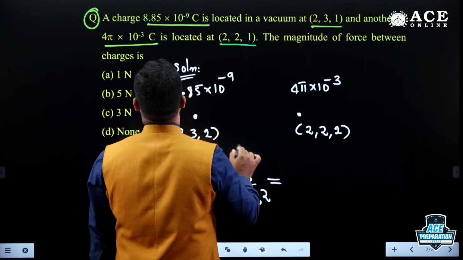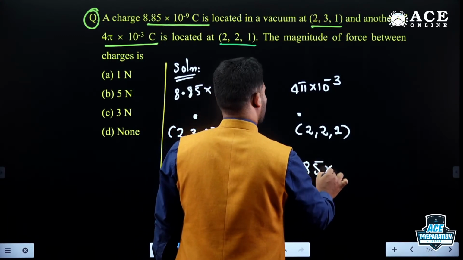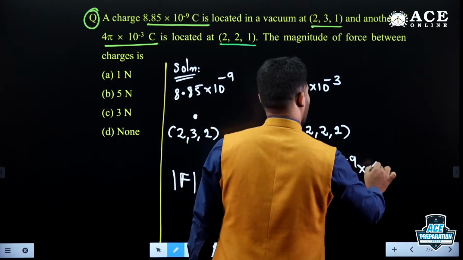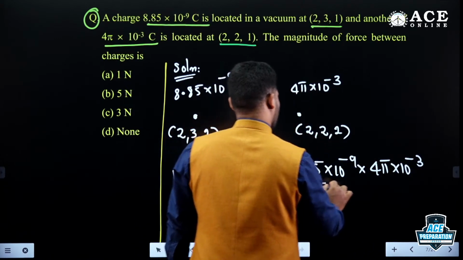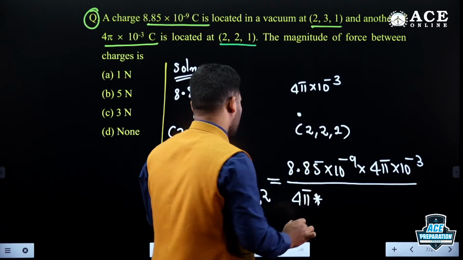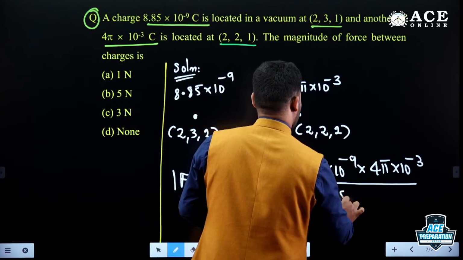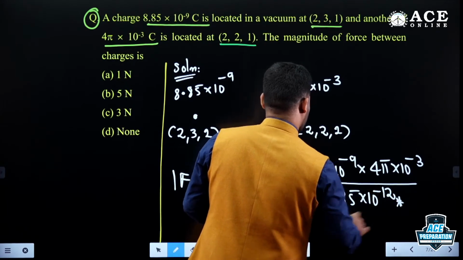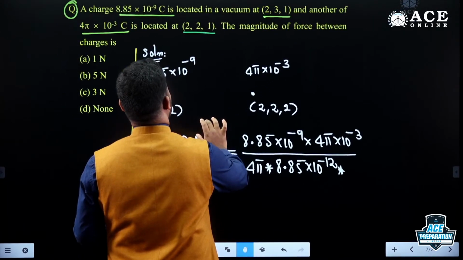So what is the Q1 here? 8.85 into 10 to the power of minus 9 into, what is the other charge? 4 pi into 10 to the power of minus 3, divided by 4 pi into epsilon naught. What is epsilon naught? 8.854, or simply you can write it as 8.85 into 10 to the power of minus 12, into what is the distance between these 2 points?